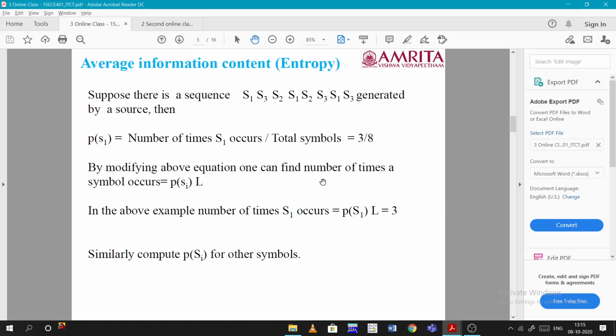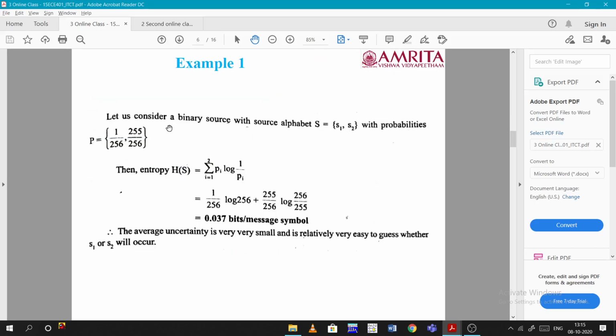Similarly, computing for others. Okay, so let us consider a binary source alphabet S, s1 and s2, with probabilities given. What is the entropy they are asking? You know the formula: sigma i equals 1 to q, pi log 1 by pi. Just substitute in the formula and calculate. We get this in bits per message symbol.